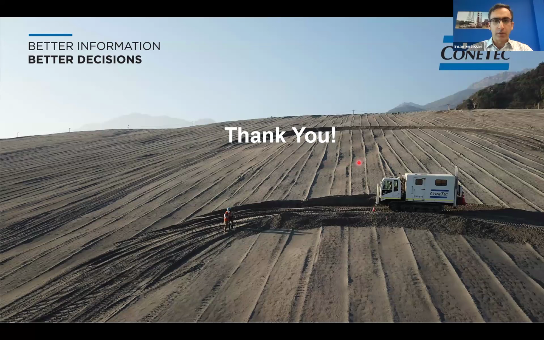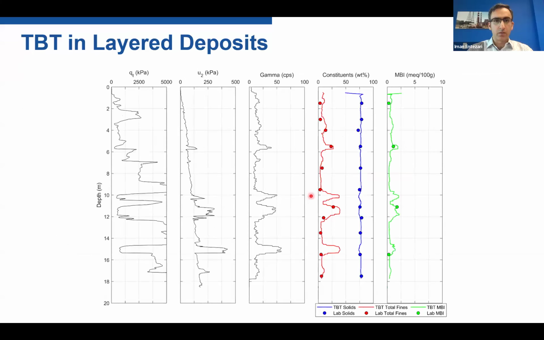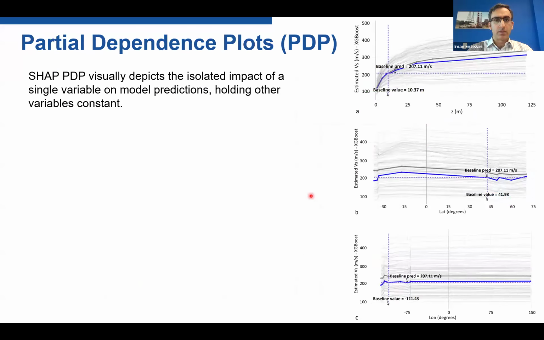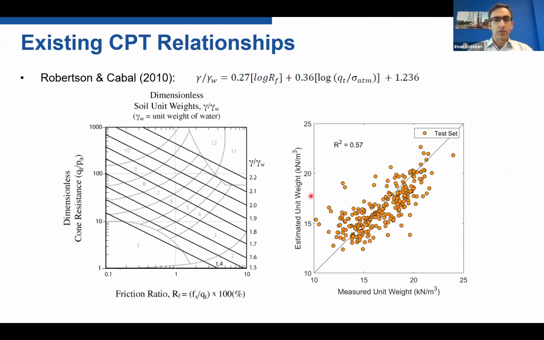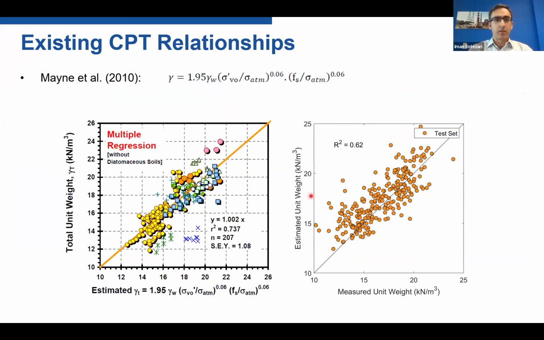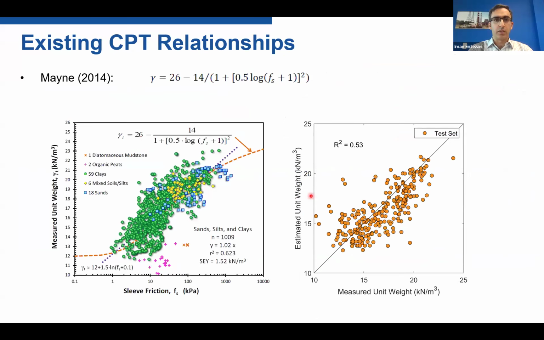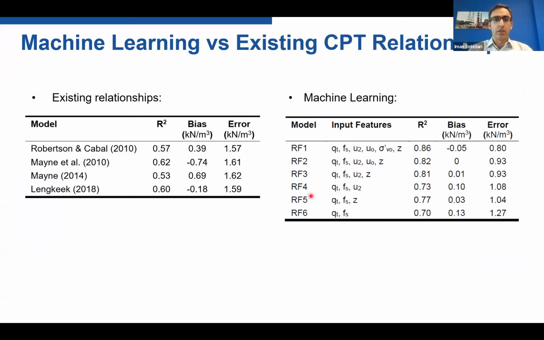So I think that was, go back to this slide on unit weight. So these are again some of the widely used correlations or equations for unit weight, and this is how they performed on our test set. So this is the R-square of the Robertson and Cabal method, and then Mayne 2010 and 2014. And this table compares machine learning models and those existing relationships.